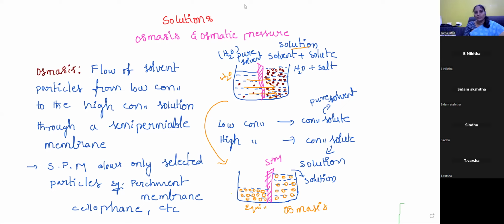So the solvent particles move from left to right. That means from the low concentrated place to the high concentrated solution. Understand? After some time, the equilibrium should be attained. Here, solute particles would increase. Here, solvent would increase. So here dilution increases. Here concentration would increase. So this process is known as osmosis. Please note, all of you.